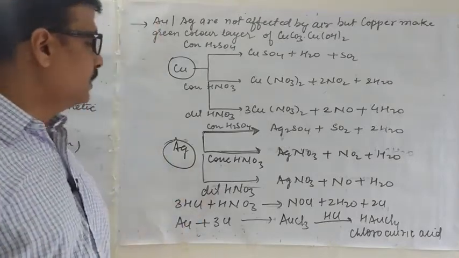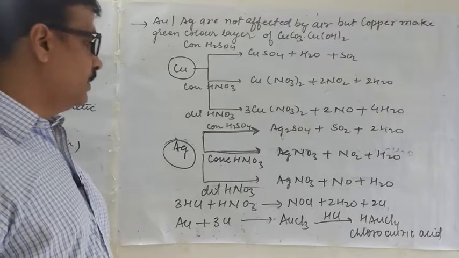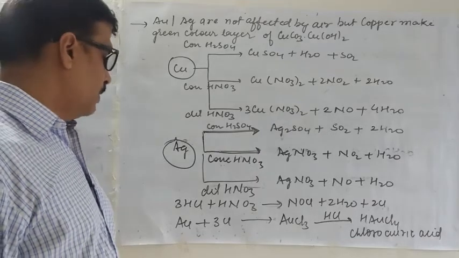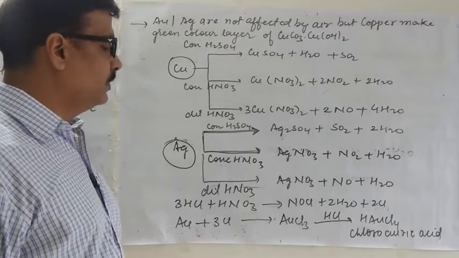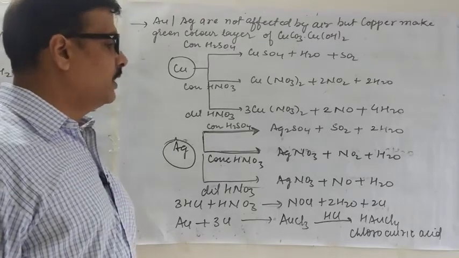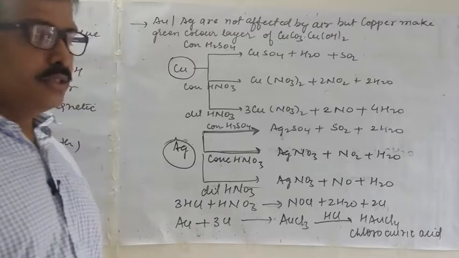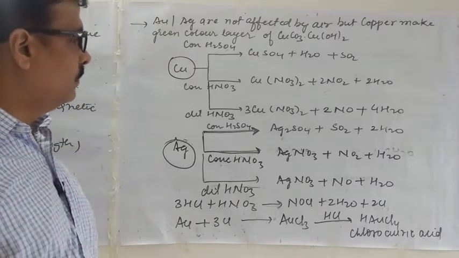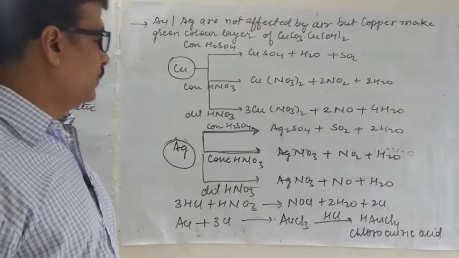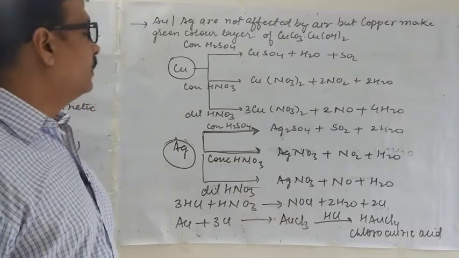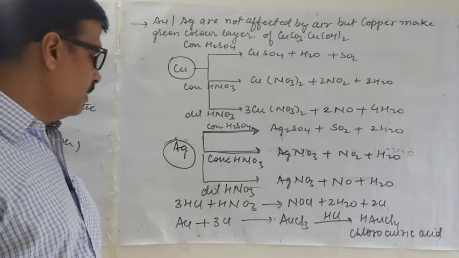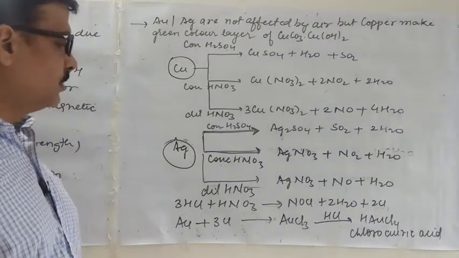Similarly, silver reacts with sulfuric acid to form Ag2SO4, SO2 and H2O. Similarly, Ag reacts with concentrated HNO3, then forms AgNO3, NO2 and H2O. Then it reacts with dilute HNO3 to form AgNO3, nitrous oxide and H2O. Clear? So these are the reactions of copper and silver with concentrated sulfuric acid, concentrated nitric acid and dilute HNO3. Clear? Now after that, these two reactions are very important.